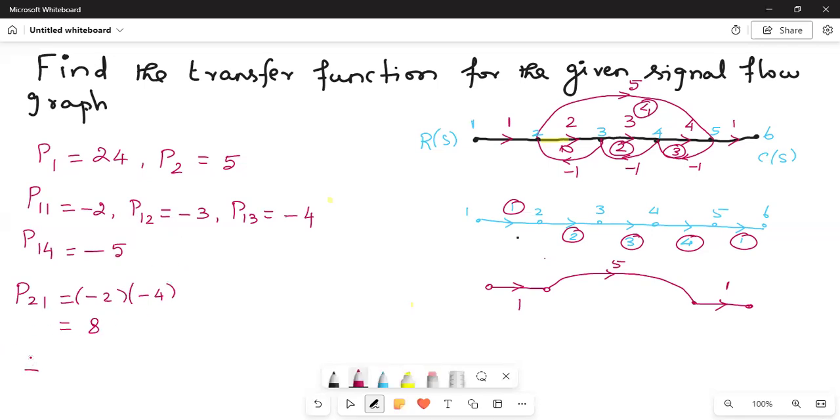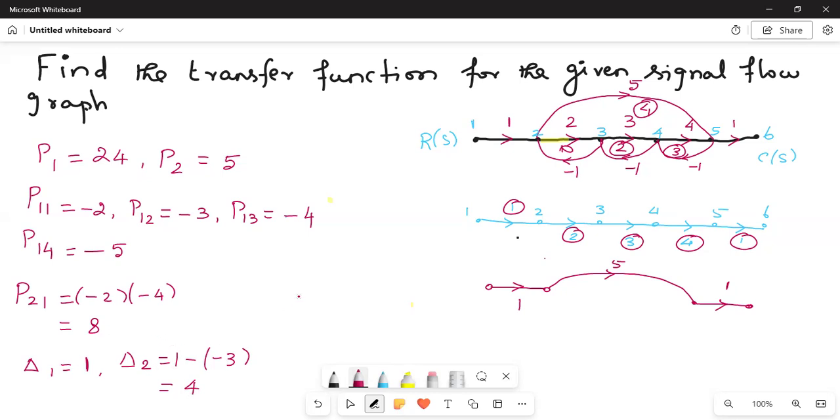Then next we have to find out del 1. So del 1 is equal to 1 because now you see you take your first forward path. So in the first forward path, all the 4 loops are touching. All the 4 loops are touching. So therefore we are writing del 1 is equal to 1. Then del 2. Now you take your second forward path. So in the second forward path, which loop is not touching? Now the second loop is not touching the second forward path. So therefore, I can write 1 minus of -3. Correct? So minus into minus is plus. 1 plus 3, we will get 4. So this is your del 2 value.